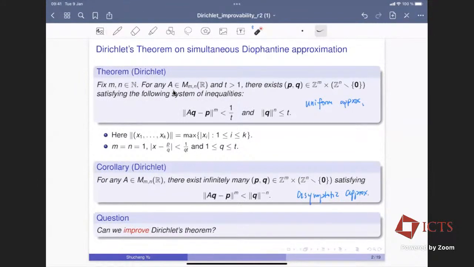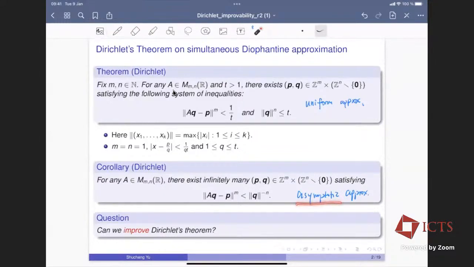And the natural question for both of the two approximations is, can we improve this theorem, in the sense that can we replace the right-hand side of those inequalities by some smaller number, meaning that we want a better quality for our approximation. And you can ask the same question for both types of approximations.